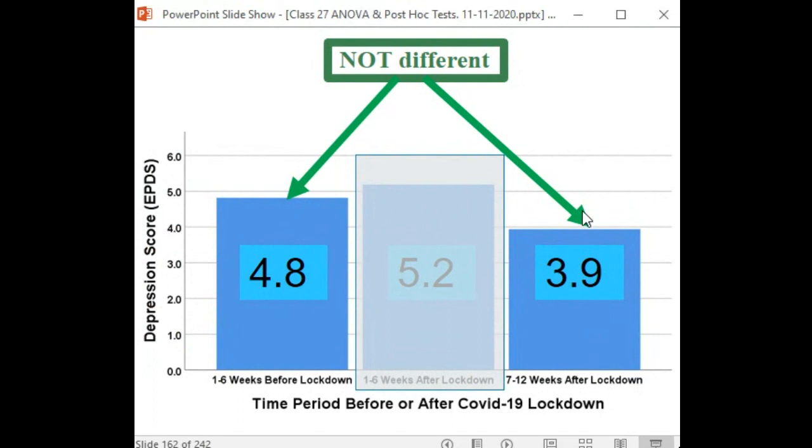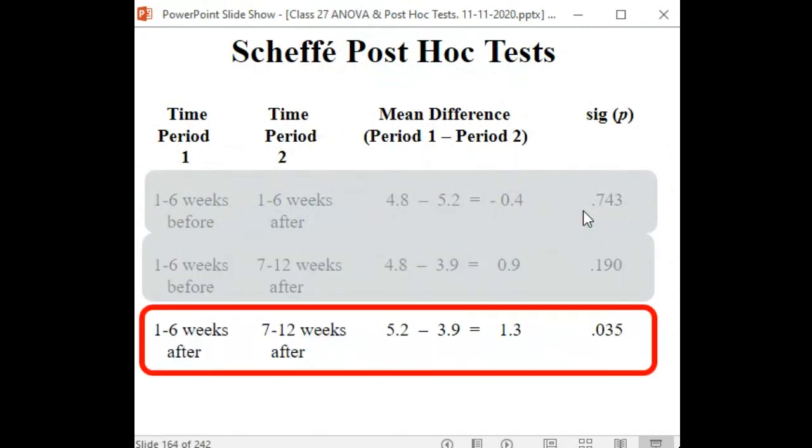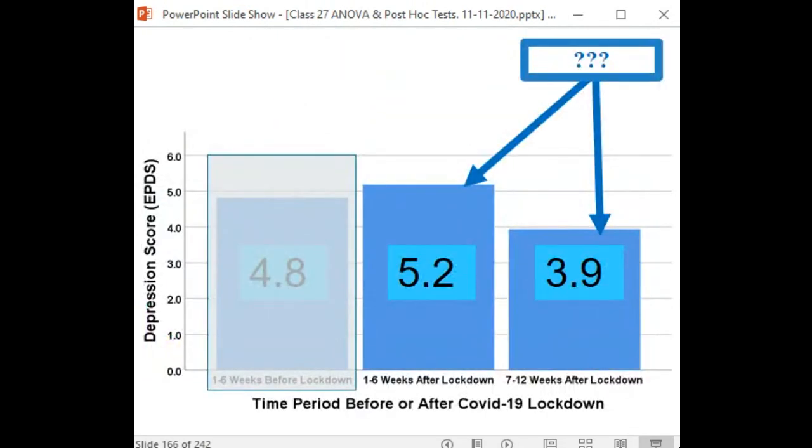Okay, so now we're finished with this row of the printout, and now we'll look at the third row. This row is comparing the women measured 1 to 6 weeks after the lockdown with the women measured 7 to 12 weeks after the lockdown. In other words, these two groups are being compared. Their mean depression scores were 5.2 and 3.9.